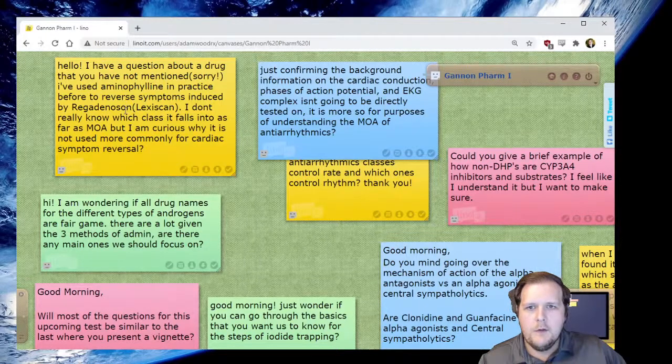Sorry. I've used aminophylline in practice before to reverse symptoms induced by regadenoson. I don't really know much, or which class it falls into as far as mechanism of action, but I am curious why it is not used commonly for cardiac symptom reversal. So it's a good question.